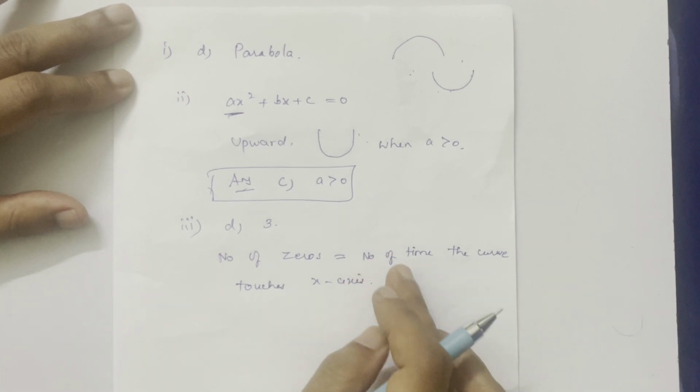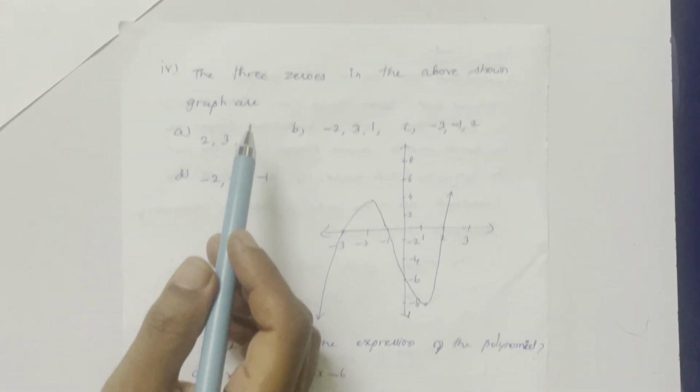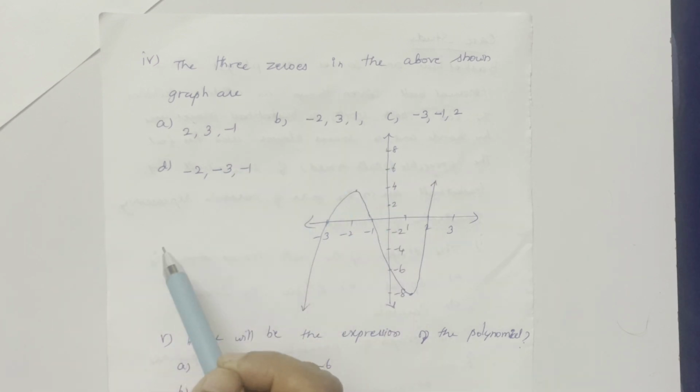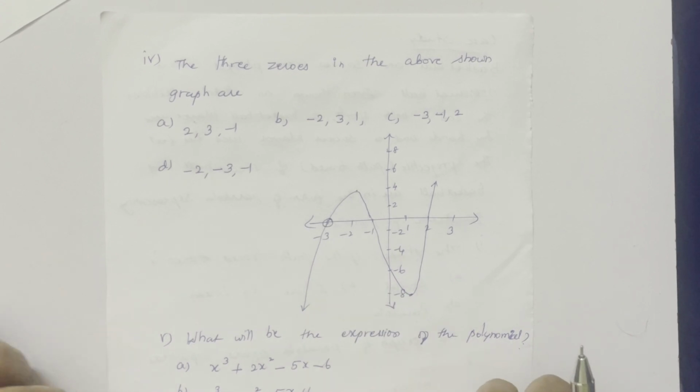This is no need to write. For your understanding, I have written. The 3 zeros in the above shown graph, what are the zeros? Zeros are present here. We have to find which one is the correct one. Let us find the zeros now. The coordinates of the zeros.